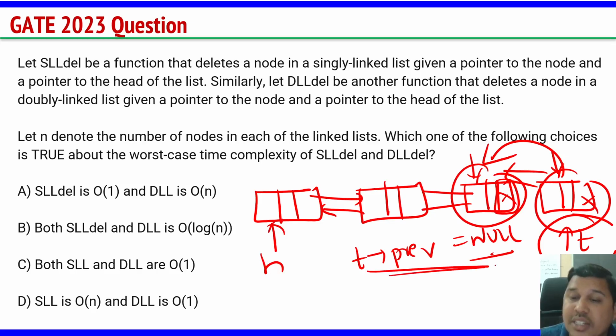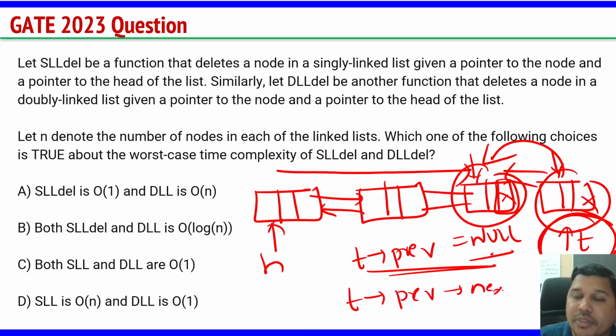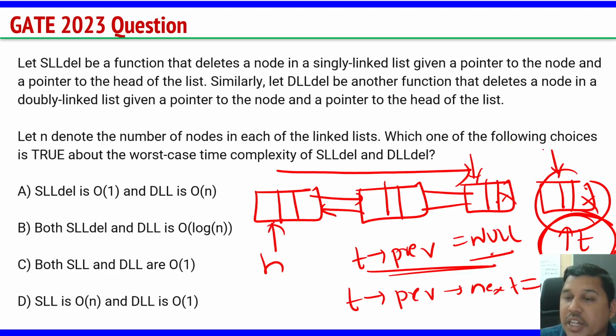That's why it is just a one step activity. I need not iterate and again reach here. With this temp t only, I can know its previous. You can set temp's previous next equal to null. So the first line is broken. The initial connection will be broken. That way you can break the chain here. You need not need any extra pointer. So that's why the time complexity for deleting a node at the end, the worst case, is order of 1, and this is order of n. So this is the answer for this.